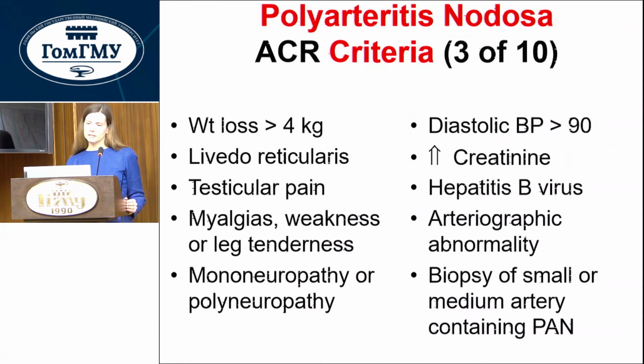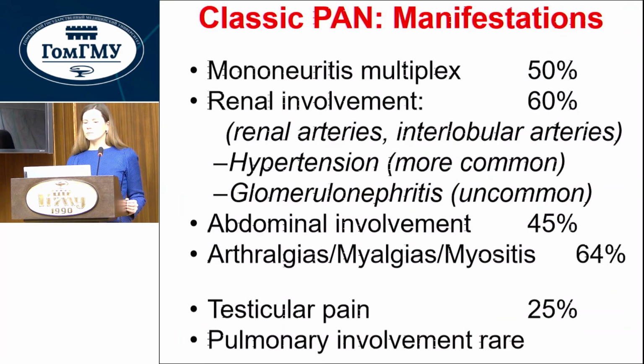We have diagnostic criteria: weight loss more than 4 kilograms, livedo reticularis, testicular pain, myalgias, weakness, mononeuropathy, polyneuropathy, increase of diastolic blood pressure more than 90, increase of creatinine level, hepatitis B also very often accompanied, and we have abnormalities in specific investigation when we use contrast, and biopsy also reveals some changes of small and medium vessels.